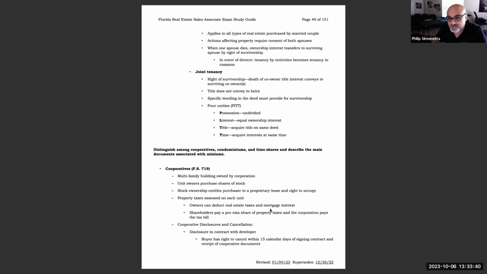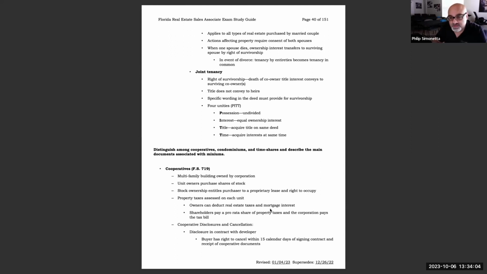So right of survivorship, the death of the co-owner, title interest conveys to the surviving co-owners. Title does not convey to the heirs. Okay. Specific wording in the deed must provide for survivorship. So after the last person dies, it has to be in the deed where it's going, predetermined. Okay.